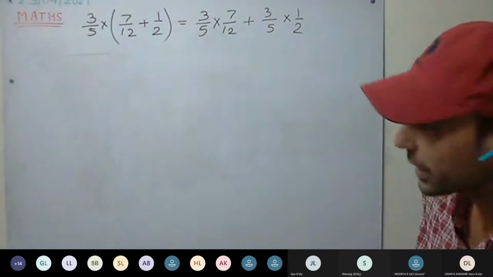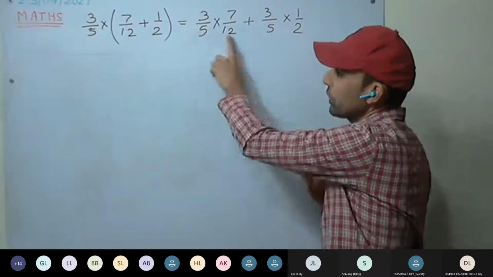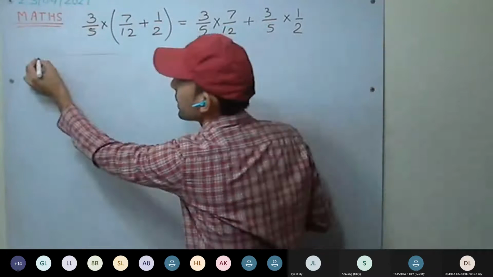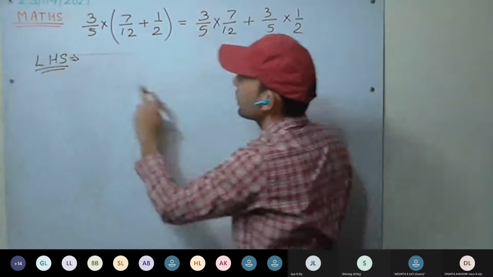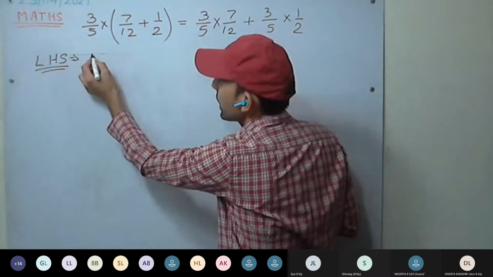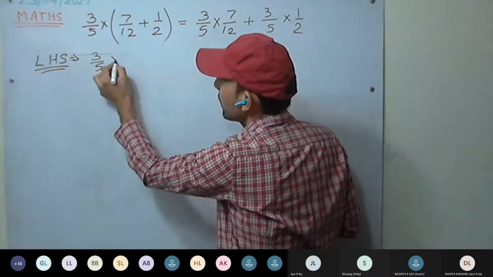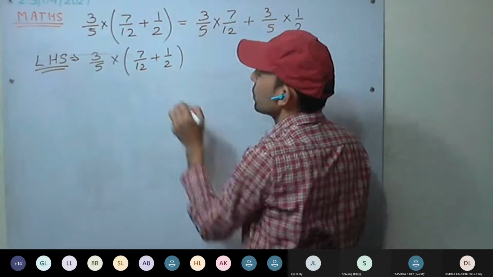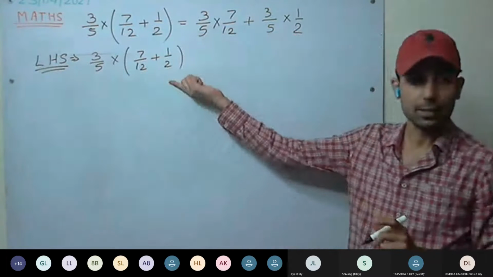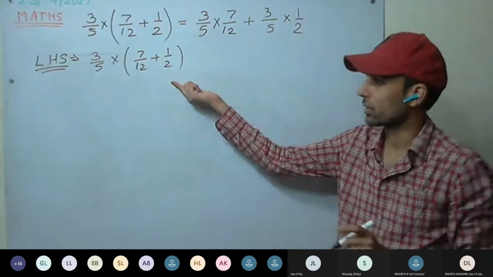Okay. So first we'll be taking the left hand side. This we have to verify. So take the left hand side. First I will be doing it; from the second onwards you will be doing it. So take the left hand side: 3 upon 5 into 7 upon 12 plus 1 upon 2. So BODMAS, we have the bracket here. So we'll be solving the bracket first.